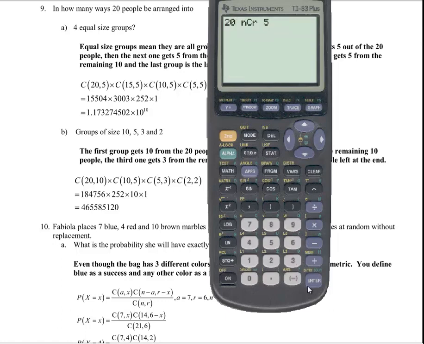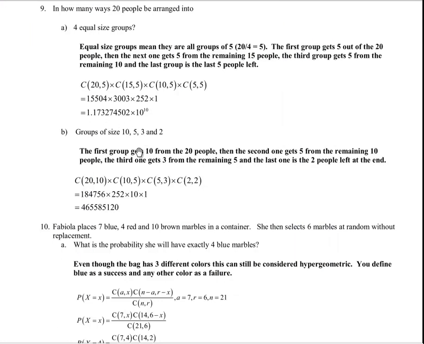So that's the 15504 for that one. For this one, all I have to do is change this first number to 15 now, so that's the 3003, and then I could do 10, it's 252, and 5 choose 5 is 1. So we multiply those out, so it's a pretty big number, lots of ways that you could select those groups.